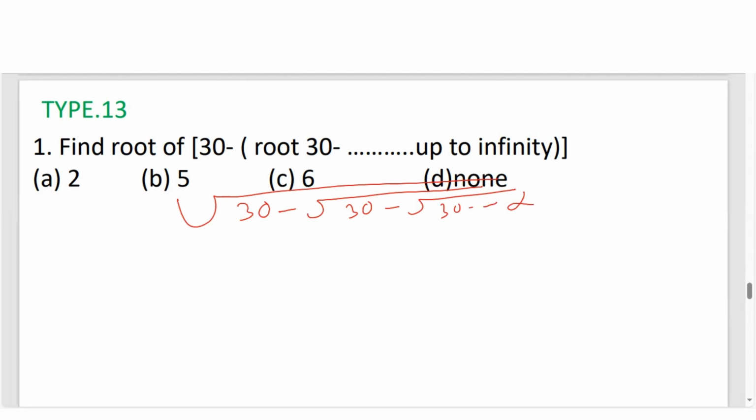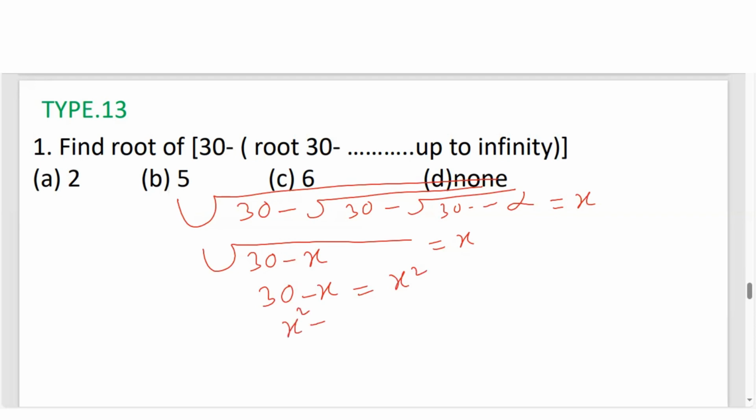First, you see what is the basic concept for this type of question. So just make a factor of this number. So here the number is given. Just suppose this is x. So when this number is equal to x, then by the same concept we can write here 30 minus, again this is going the same, so 30 minus x equal to x. Again, we can square both sides, then we will get 30 minus x equal to x square. So we can write x square plus x minus 30 equal to 0.